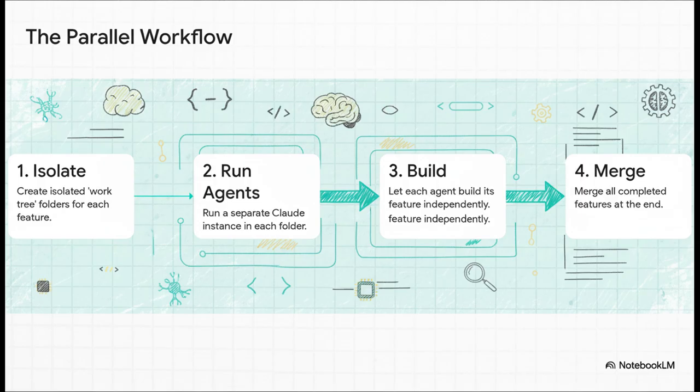First, you create a totally separate, isolated folder, that's your work tree, for each feature you want to build. Step 2, you spin up a separate Claude instance inside each one of those folders. Then you just let each agent do its thing: build the feature, test it, commit its work, all in its own little sandbox so they don't step on each other's toes. And finally, when they're all finished, you just merge all that completed work back together. It's literally like having a whole team of developers working for you in parallel.